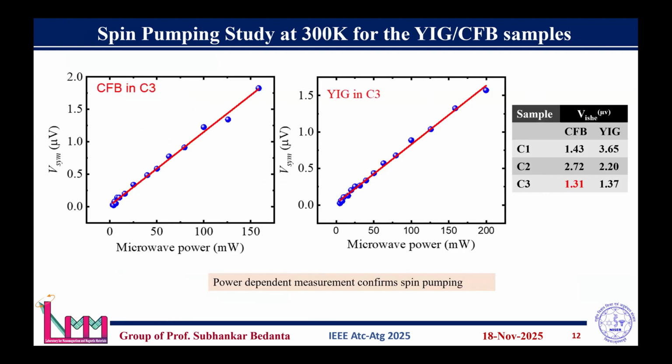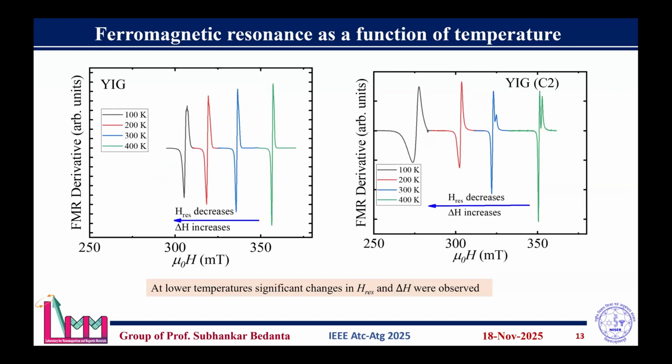We further confirmed with a power dependent measurement whether this spin pumping voltage is coming from spin pumping or from any AMR or AHE effects. We see that the linear increase in both the CFB and the YIG peaks confirms these samples show high spin pumping signals, which vary with frequency and thickness. You can also see a decrease in the magnitude of the YIG signal, maybe because the CFB structure coming up in the stack may decrease the magnon propagation and may scatter the inverse spin Hall effect signals.